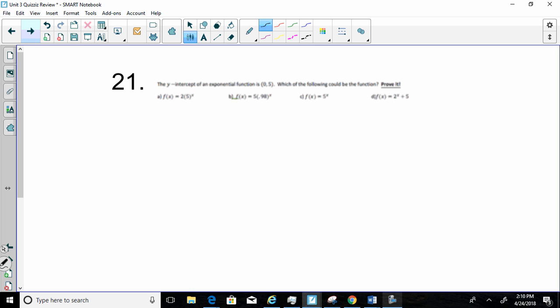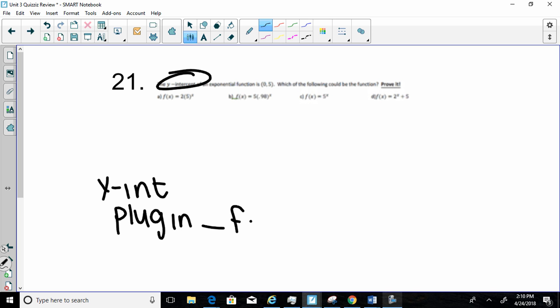All right. They want to find the y-intercept. How do I find my y-intercept? You plug in. Plug in what for what? 0 for y. No, wait. 0 for x. 0 for x.